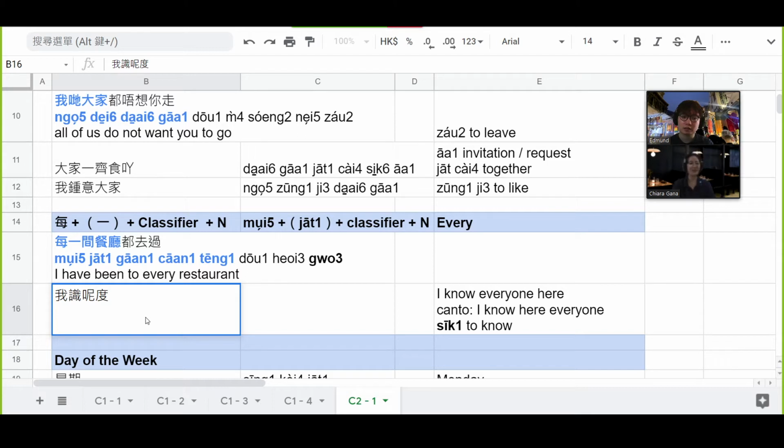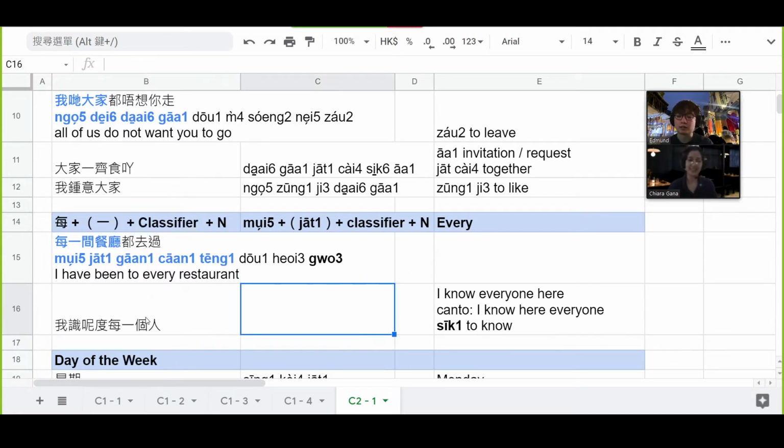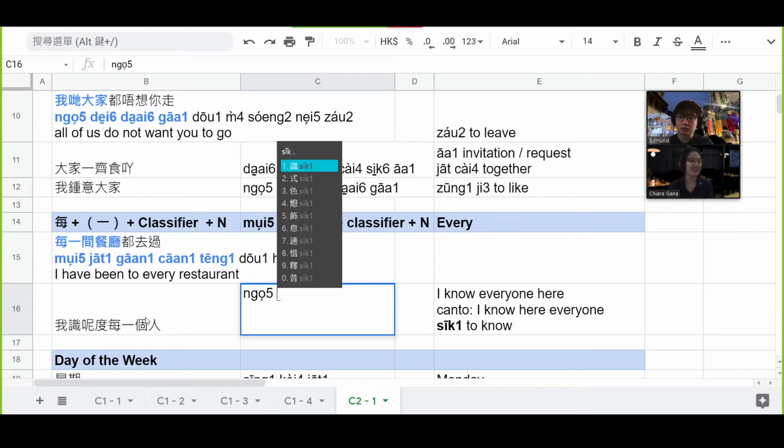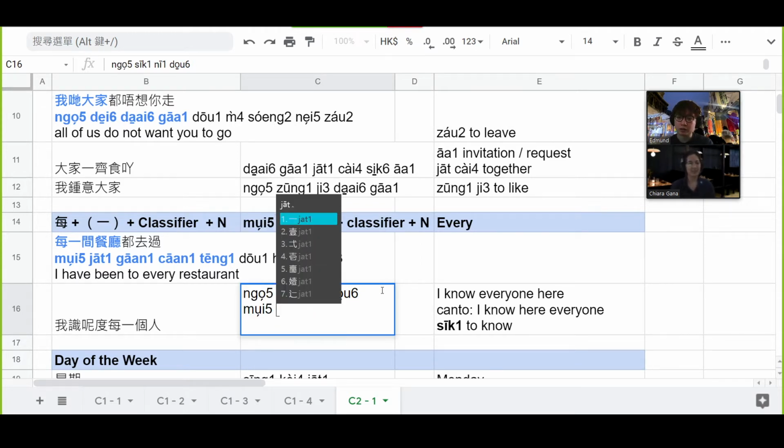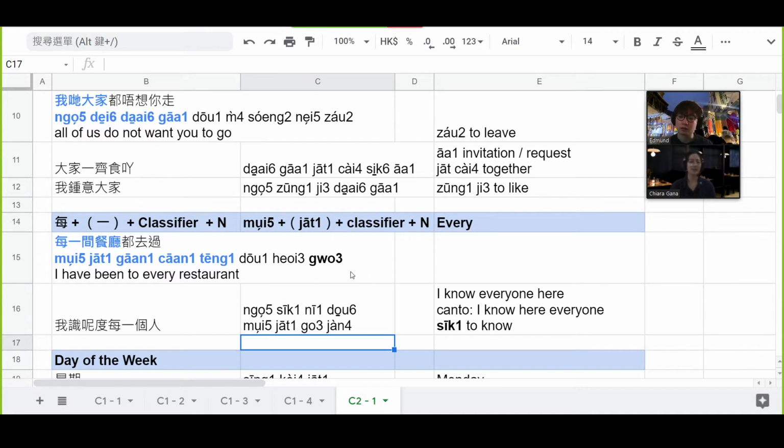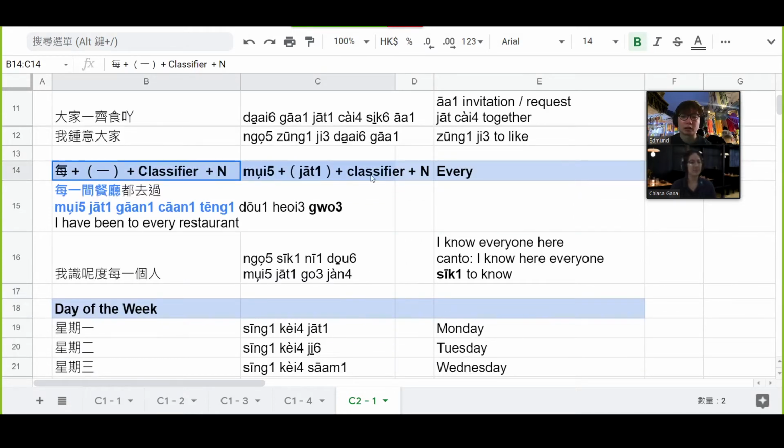What is the classifier for people? 個. So what will it be? 每一個人. 呢度每一個人. So I know everyone here: 我識呢度每一個人. Or you can say 我識呢度每個人. So this is how you say every. We add 每 and then 一, you can drop it or you can add it, and then the classifier and the noun. Okay. And then going to the days of the week.